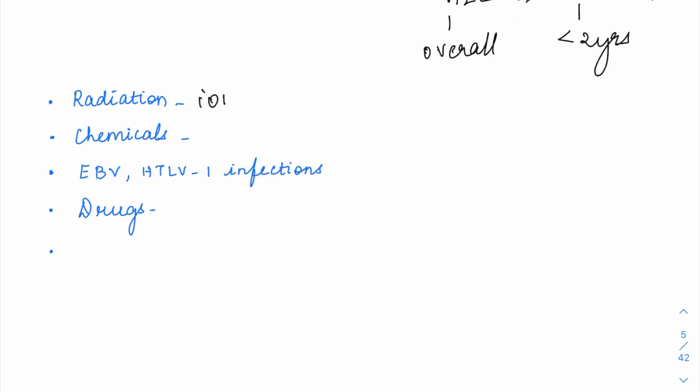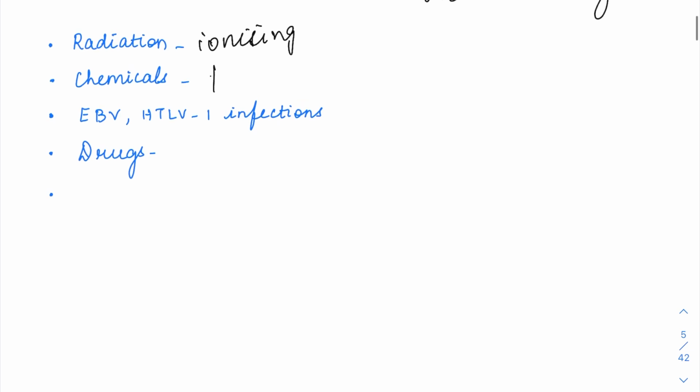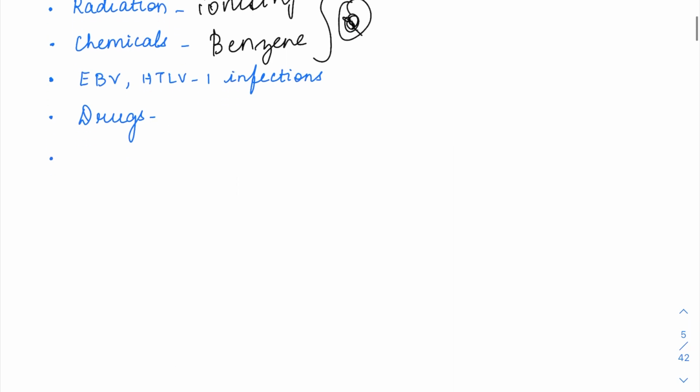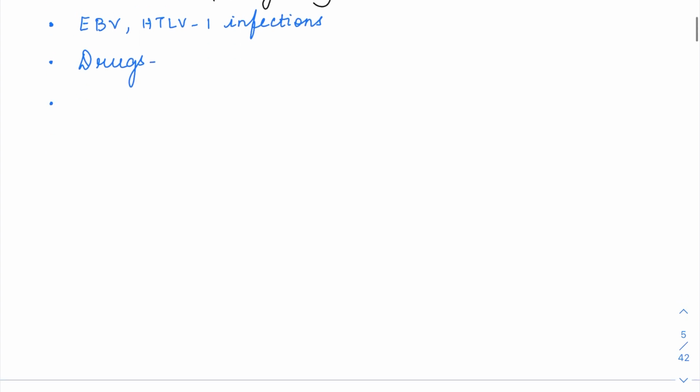Then in radiation, if you see ionizing radiation, like X-rays, alpha rays, gamma rays, all of these rays can cause acute myeloid leukemia and acute leukemia as such, okay. Then chemicals, especially benzene. Again, we were studying about it when we were discussing neoplasia and carcinogenesis, remember. Then apart from that, infections like HTLV1, Epstein-Barr virus infections and certain drugs also.